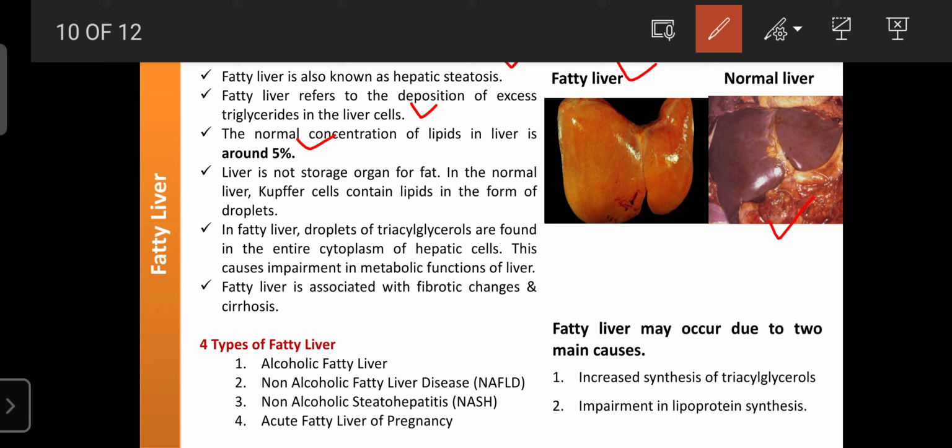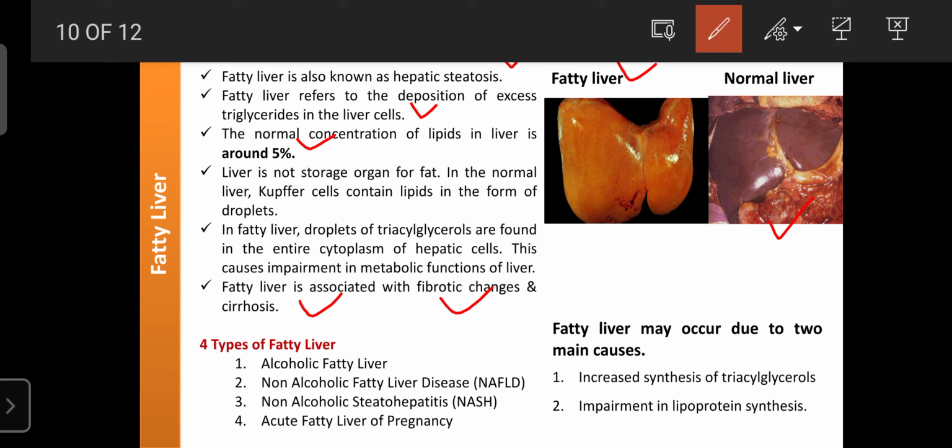So due to abnormal lipid metabolism, more fatty acids enter the liver cells. Due to that, the liver is involved in the synthesis of more triglyceride that is stored in the liver, then the liver becomes a fatty liver, and the normal functions of the liver can decrease. That condition is known as fatty liver, and fatty liver is also responsible for fibrotic changes, and also for cirrhosis or failure of the liver.